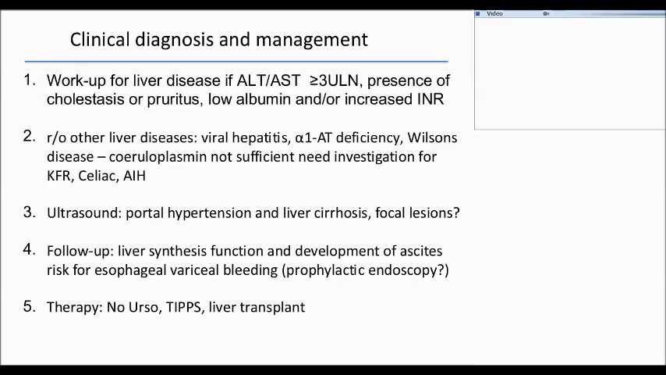In order to make a diagnosis of CF liver disease, you want to have an ultrasound and particularly look for signs of portal hypertension and liver cirrhosis. Portal hypertension shows as splenomegaly, signs of any collaterals, or sometimes the ultrasound can give you the idea of perisplenic or periesophageal varices.